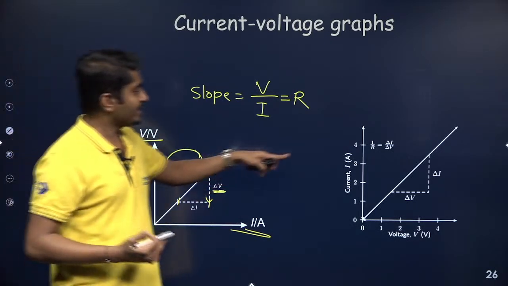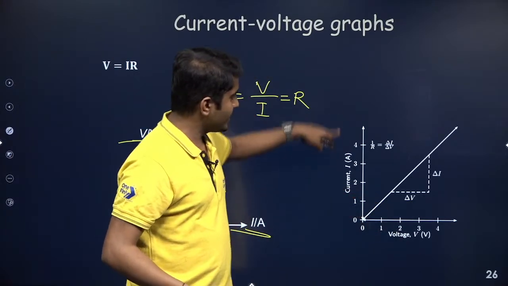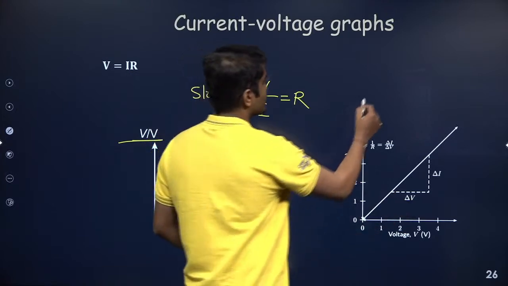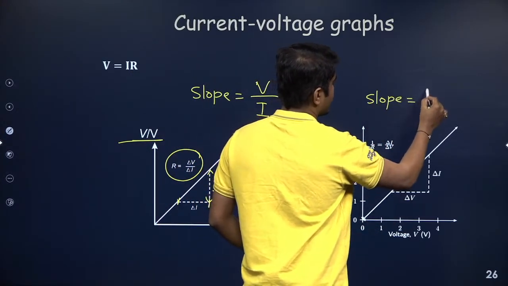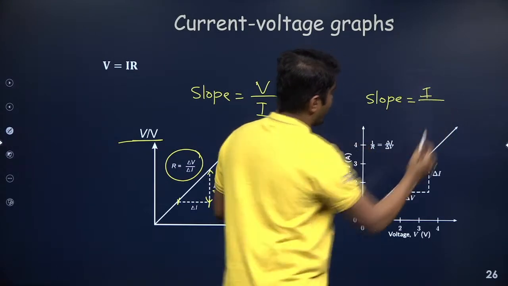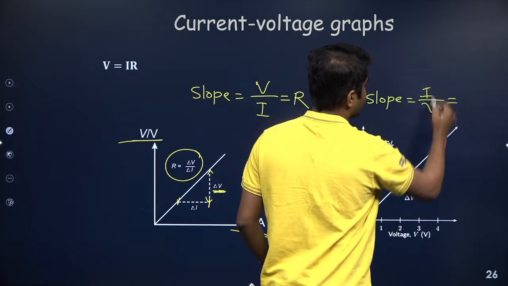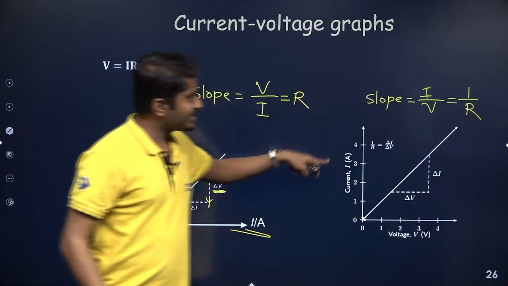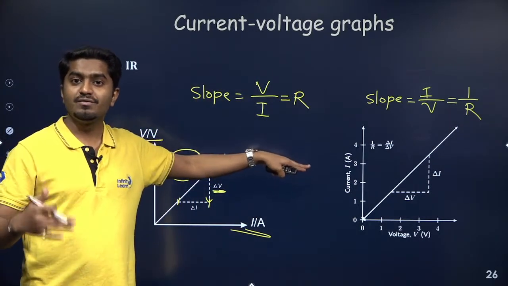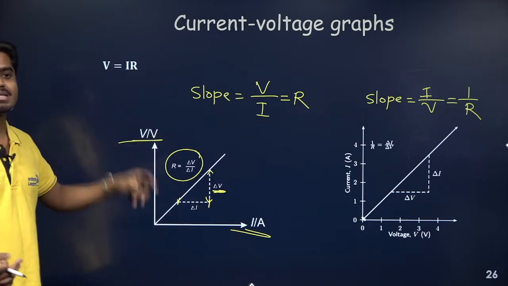But if you plot current versus voltage graph, so there is a current versus voltage. So, what is the slope here? So, slope is current, which is the y coordinate, divided by the voltage. So, that will be I divided by V is 1 by R. So, slope for this graph is 1 by R, or inverse of resistance. Here the slope is our resistance.